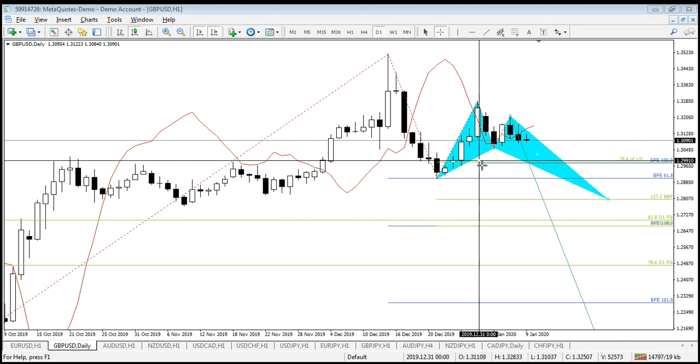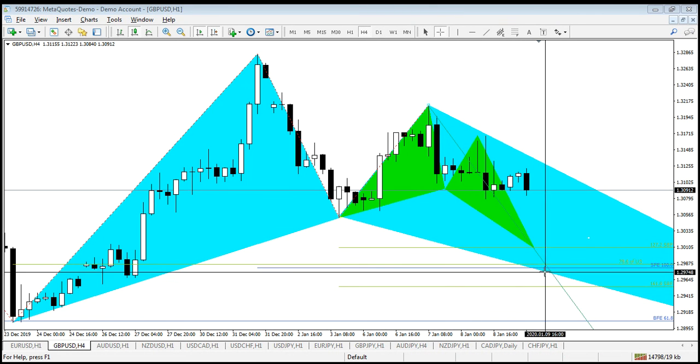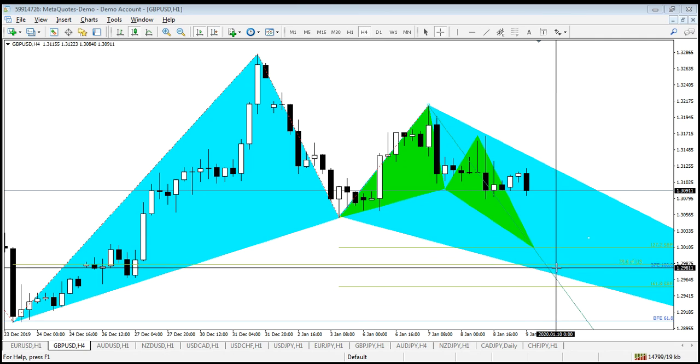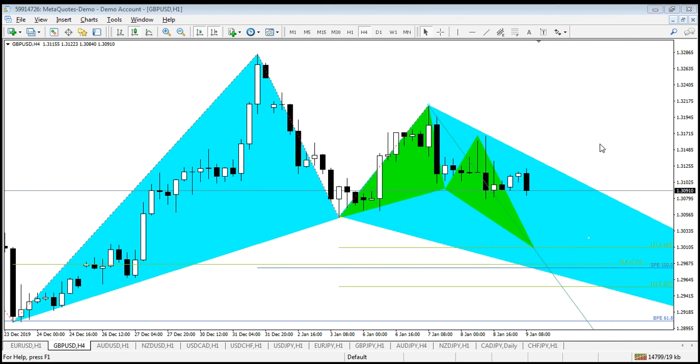First I'm going to exit something around this area or this area, wait for further retracement and maybe the next sell position. So that's all about this recent GBP USD development.